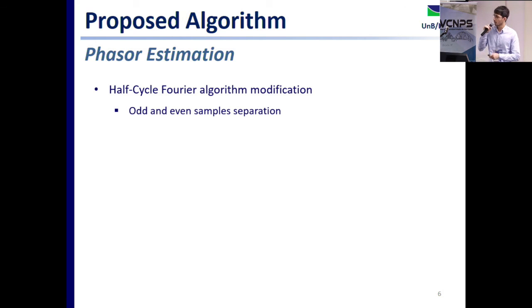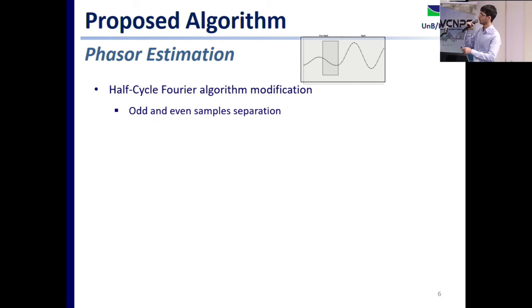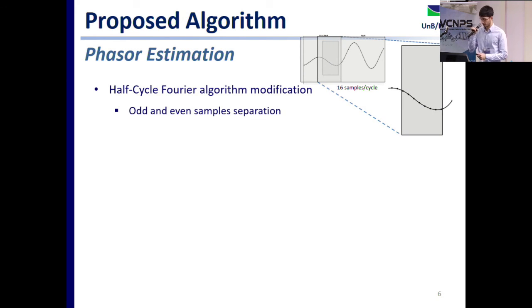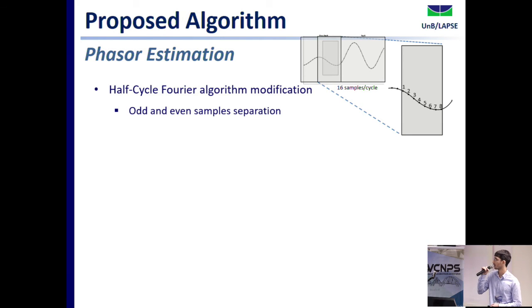Now going into the proposed algorithm, as I mentioned again, it's a modification of the half cycle version of Fourier's algorithm. And the first thing is, I need to clarify the odd and even sample separation, right? If we record a signal already sampled, and I sample at 16 samples per cycle, we have here our window with 8 samples, as you can see there. All we do here is a decimation. We decimate by 2. But what does that mean?